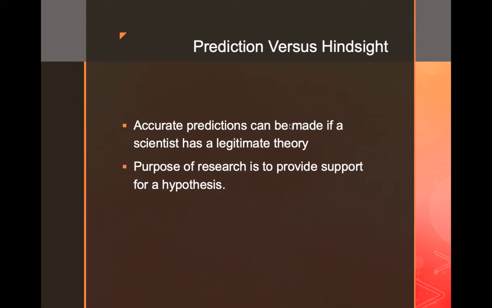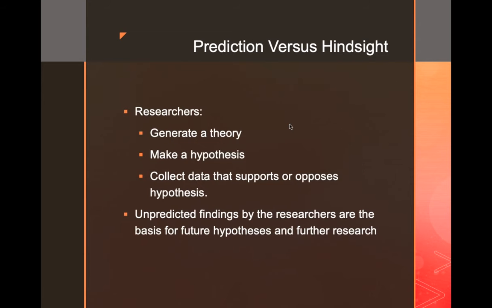Predictions versus hindsight. Accurate predictions can be made if a scientist has a legitimate theory. The purpose of research is to provide support for a hypothesis. So, in short, researchers generate a theory, make a hypothesis, collect data that supports or opposes the hypothesis, and unpredicted findings by the researchers are the basis for future hypotheses and further research. And that's how our field keeps moving forward through this cycle of theory, hypothesis, testing, theory, hypothesis, testing.